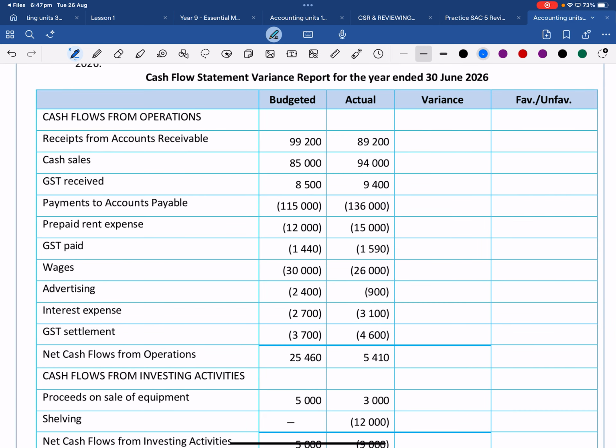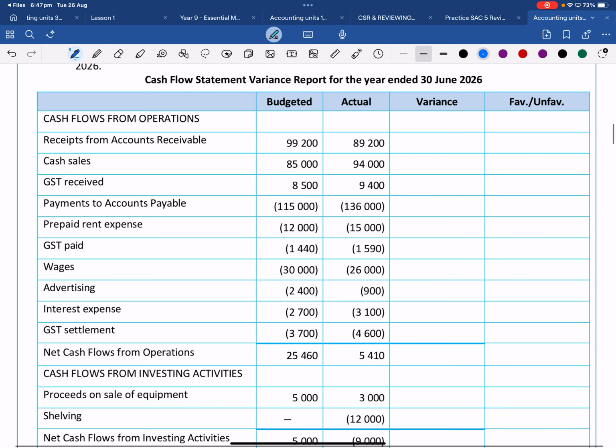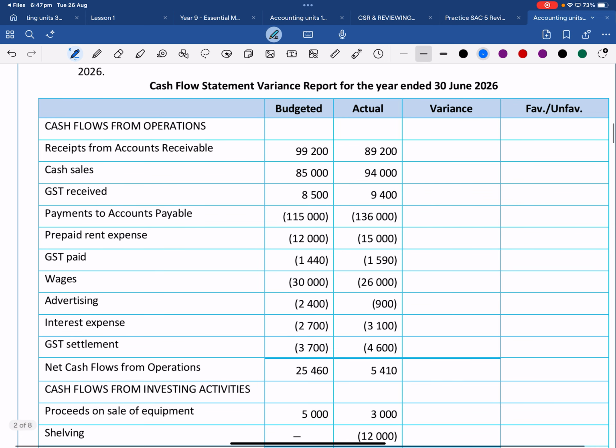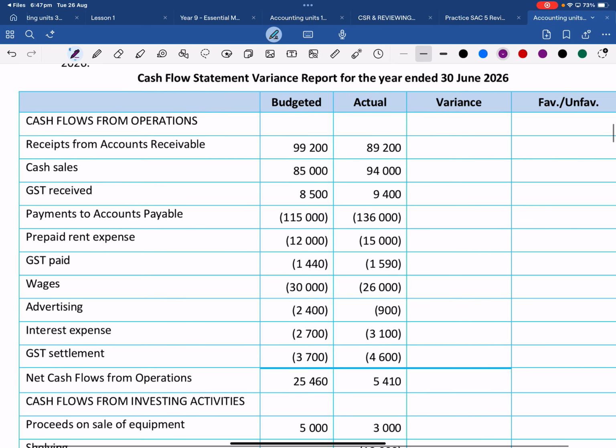Right. Now, cash flow statement variance report. Okay, now have a look. How do we get the variance, guys? Is it actual take away budgeted or budget take away actual? Either way, it's the same thing. But when you are going to figure out the variance, you have to be careful. I'll show it to you.